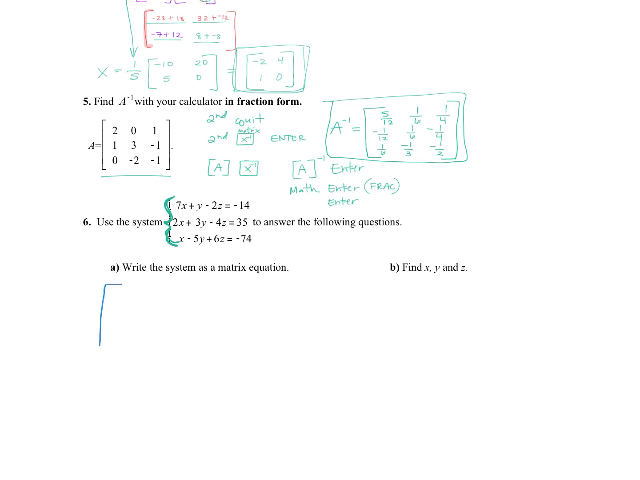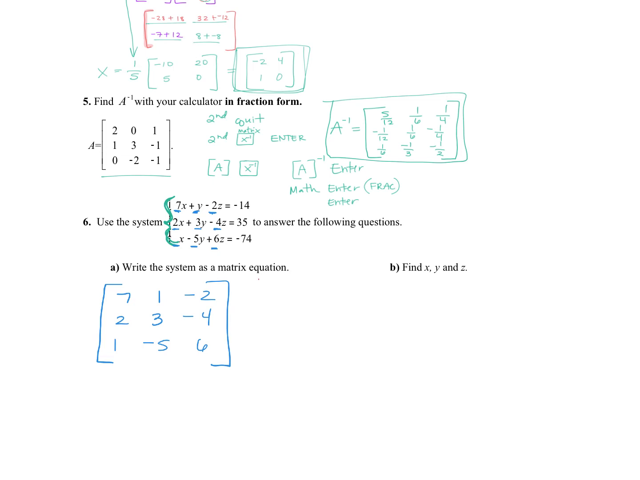So when we write this as a matrix, our first matrix uses these numbers. Tell your neighbor what those numbers are called. Yes, it is a coefficient matrix, right? This is your coefficient matrix. So you have 7, 1, -2, 2, 3, -4, 1, -5, and 6. Okay, that's your coefficient matrix.